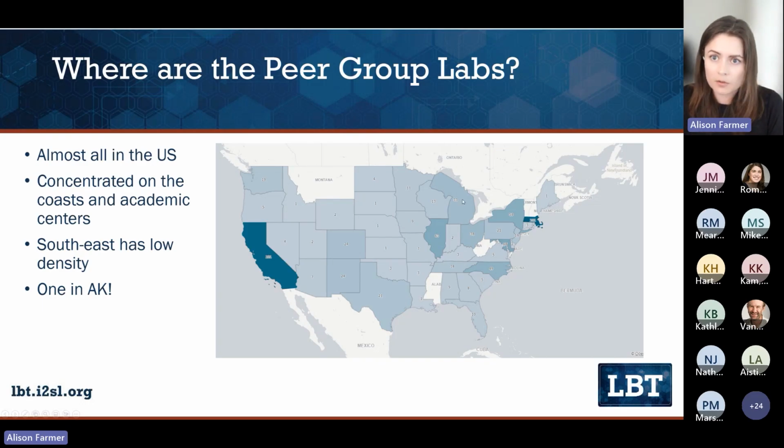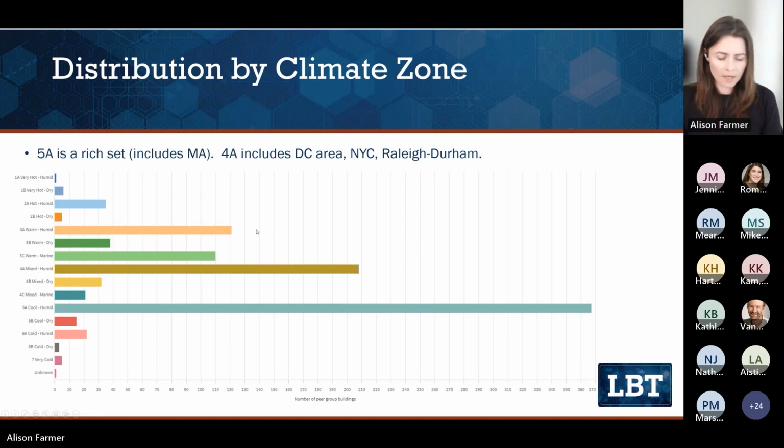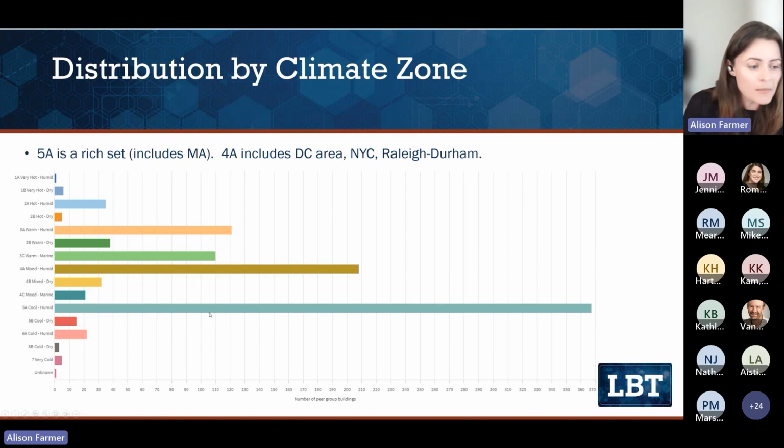We'd love to grab labs from those areas if possible. We have one lab in Alaska currently, and we have a couple in the peer group that are in Canada. If we split that up in terms of climate zone, 5A, which includes Massachusetts and also Chicago, is way in the lead. 4A is next, which includes DC, New York City, and the Raleigh-Durham area too. We've got pretty good representation in 3A, 3C as well, and that's covering a lot of those California locations.